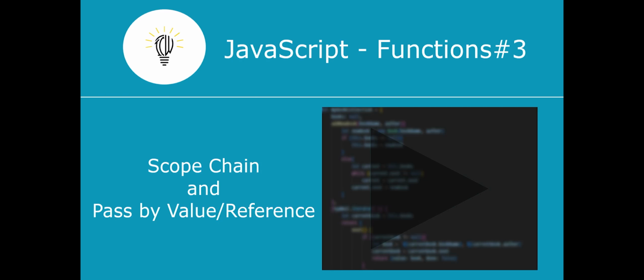This video will cover the concepts of scope chain, pass by value and pass by reference. We start by understanding the concept of scope chain, and I assume that you are aware of different types of scopes in JavaScript. If you wish to learn more about the different types of scopes, I suggest you watch the second video of this series titled Function Scope and Function Expression. We start with a quick recall of different types of scopes.